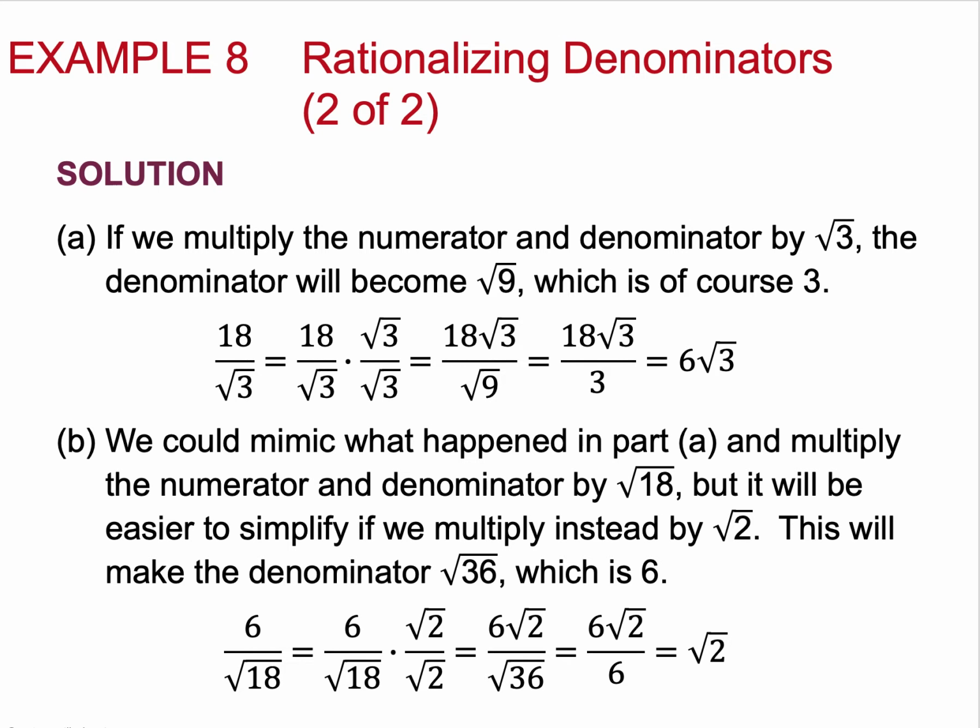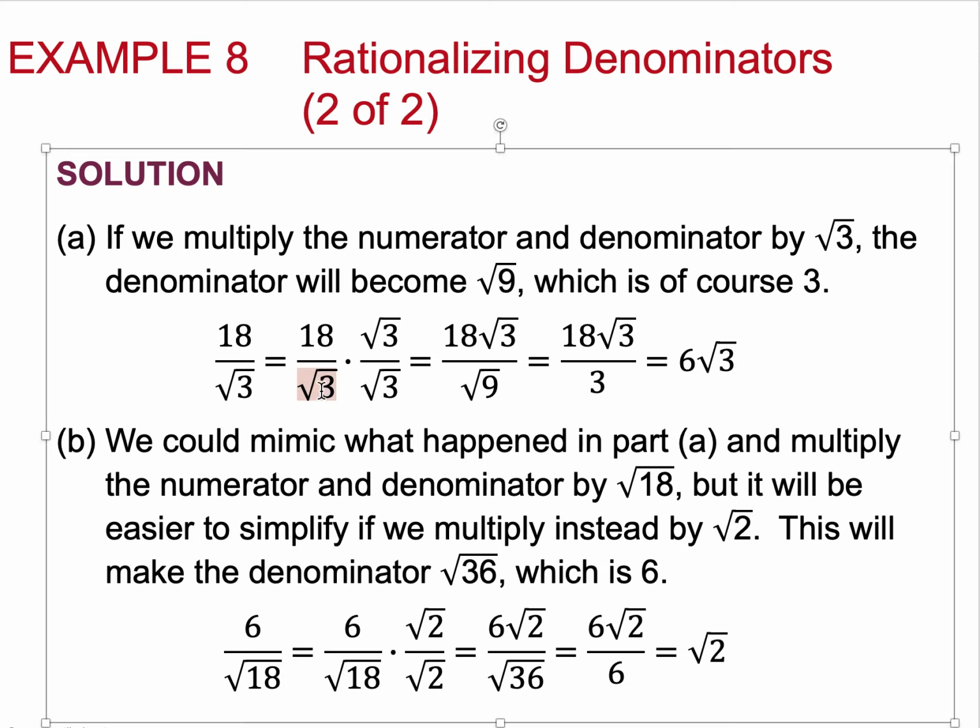Well, the way that we do it is we multiply the fraction. So here's my whole fraction, and I'm going to multiply it by the denominator, so square root of 3 over square root of 3. Why do I do this? Because if you multiply any radical by itself, it's going to generate a perfect square. So at the bottom, I get square root of 9, which is 3. And so I no longer have a radical in my denominator, and very conveniently, I can break 18 divided by 3 into 6.